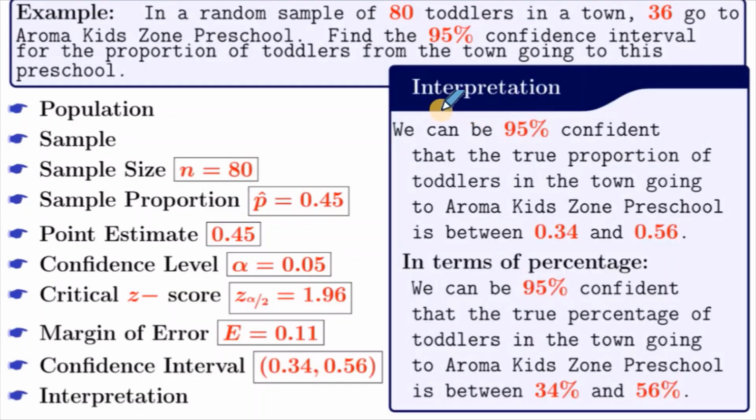Finally, we have the interpretation. Based on the calculation here, we can be 95% confident that the true proportion of toddlers in the town going to Aroma Kids Zone preschool is between 0.34 and 0.56. And we can also express this in terms of percentage like this one here.